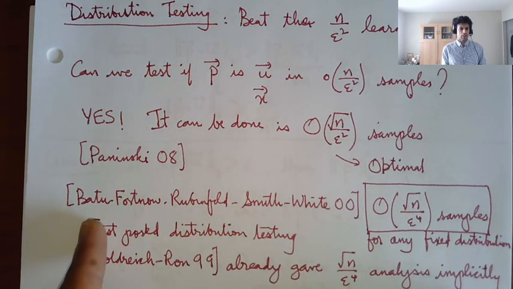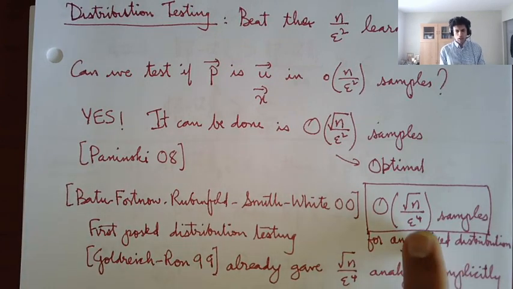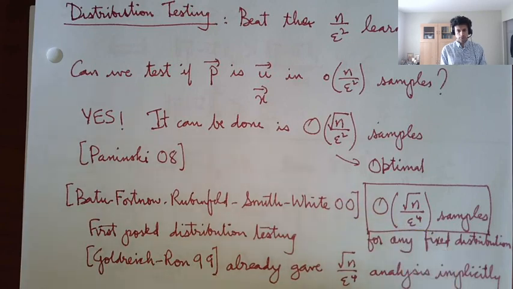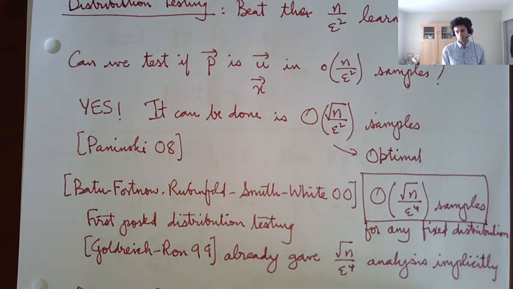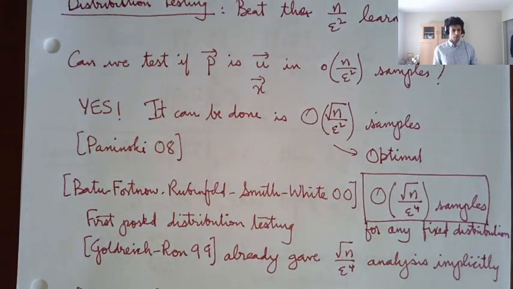And this paper is actually a very seminal, important paper because it first posed this question of distribution testing formally. It should be noted that the root n over epsilon fourth bound was implicitly, or almost explicitly, given in a previous paper of Goldreich and Ron, although that paper was in a different context. But effectively what they had to do was to test uniformity for a distribution, and they gave this algorithm and the analysis.